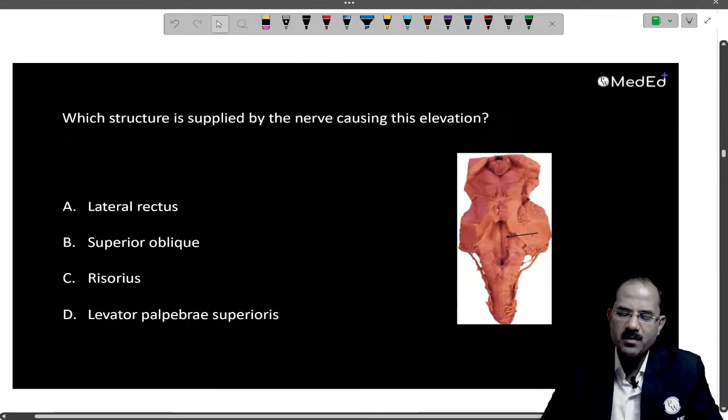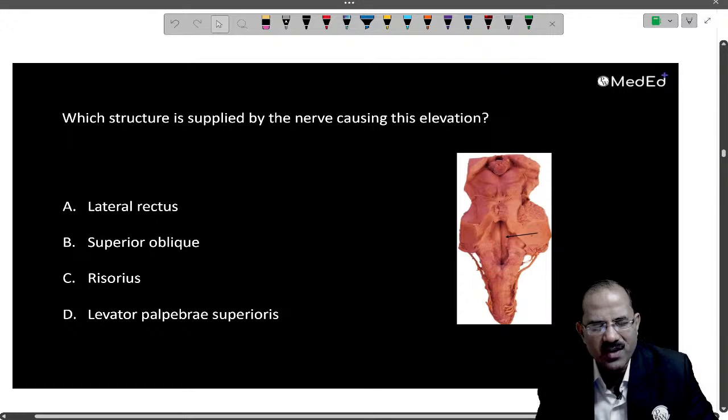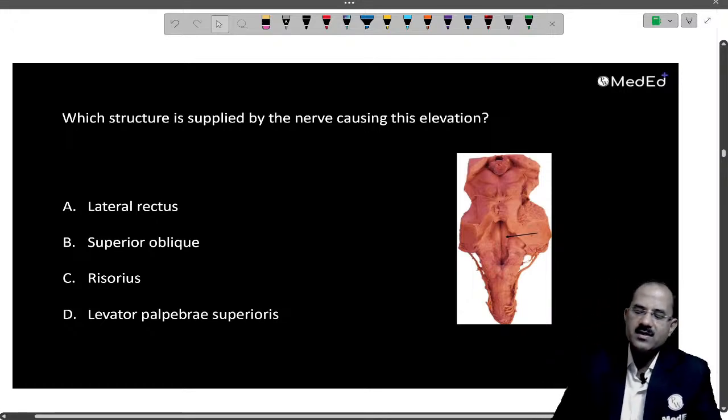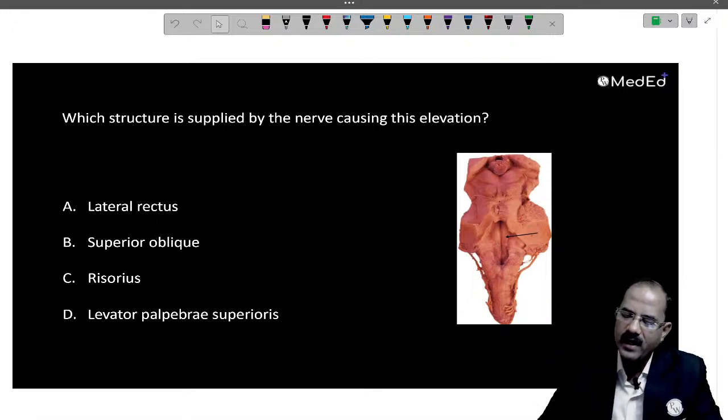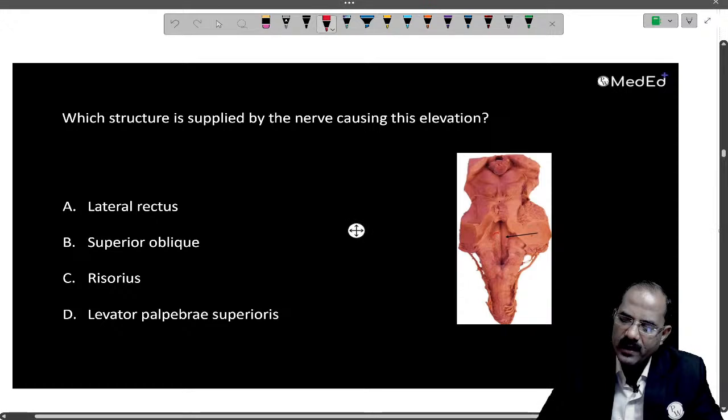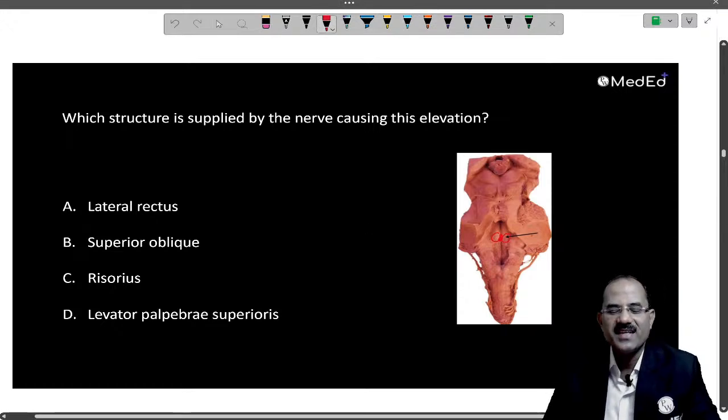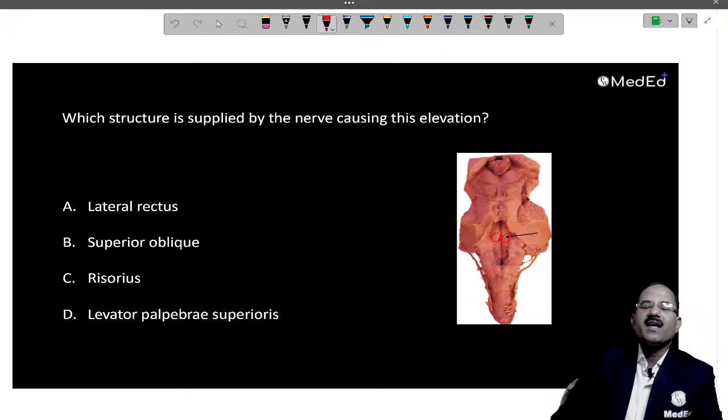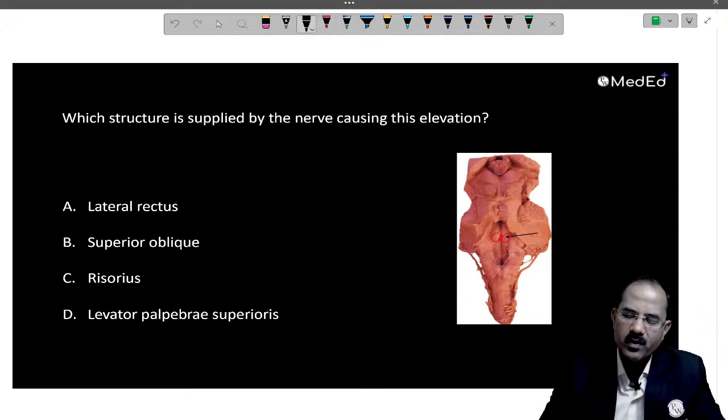Come on, bacho, come on. Can you answer this MCQ? Which structure is supplied by the nerve causing this elevation? Yes, you can see an elevation here like this. What is this elevation known as? Anyone? Chalo bacho, kuch to answer karo. What is this structure?